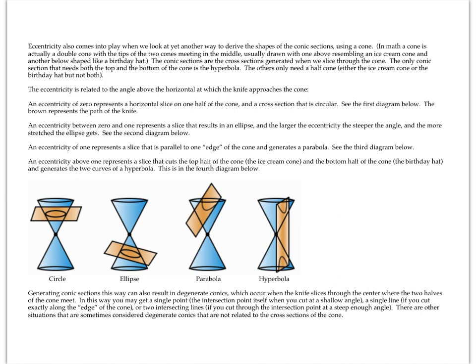Either just the dot, because you cut it this way and only intersected the cone at the corner, or a single line by cutting it just barely at the very edge, or 2 lines, where if you cut it straight up and down, or even at an angle, but making sure that it intersects at that point, then you end up with just the 2 lines, for example represented by this line and this line. So those are some degenerate conics.